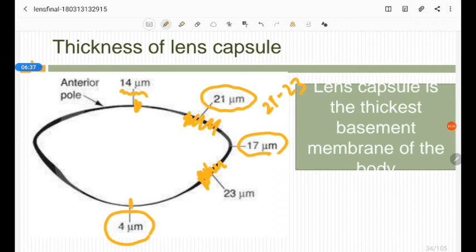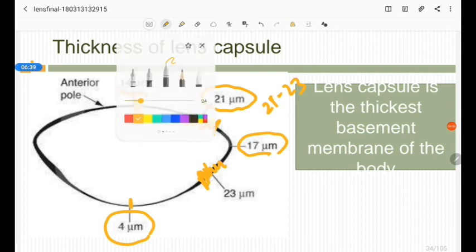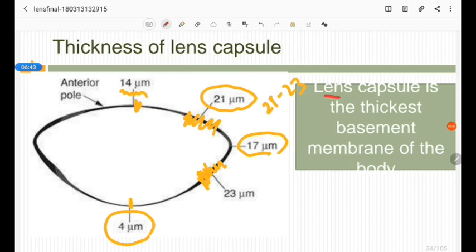Another fact to know is that the lens capsule is actually a form of basement membrane, and it would be surprising to know that this is the thickest basement membrane you can find in the body.